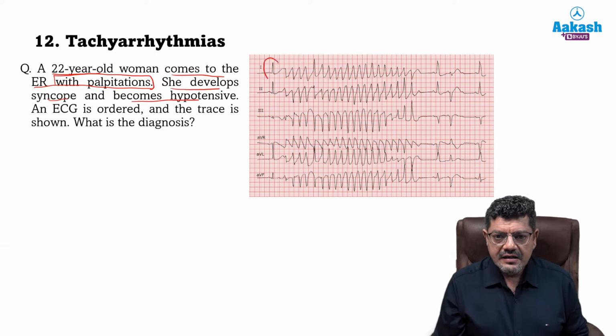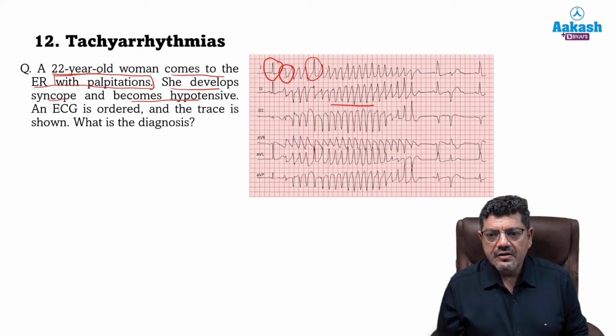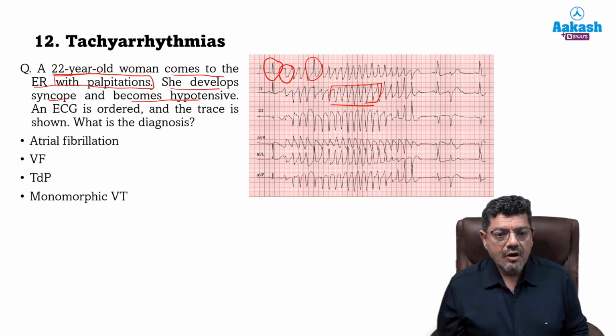Initially what was a wide complex tachycardia decayed, and there were some wide complex waves, and then it decayed and it became a VF, where no appreciable P, QRS or T waves can be appreciated. Then you look at what your options are.